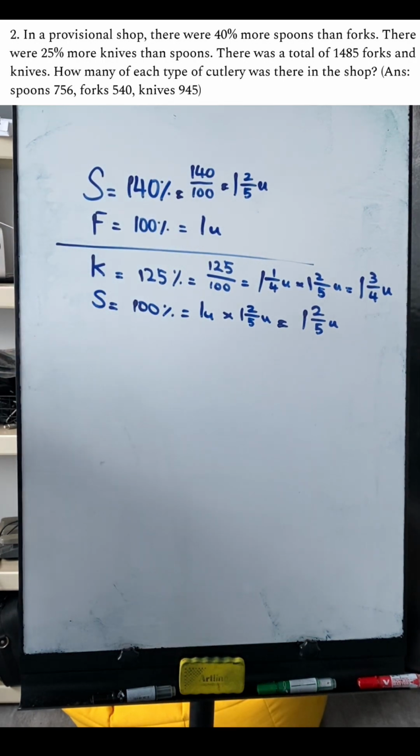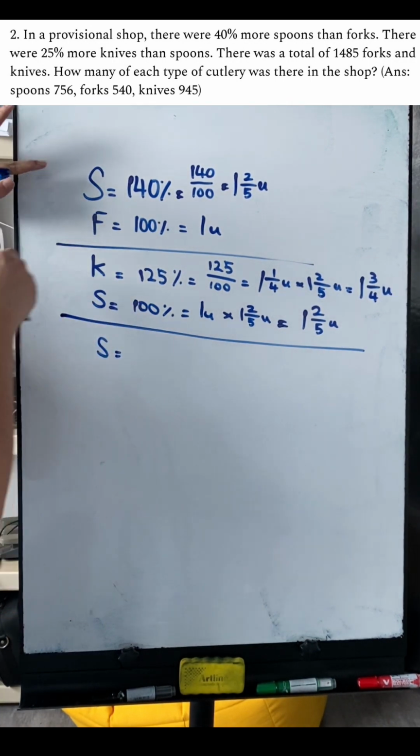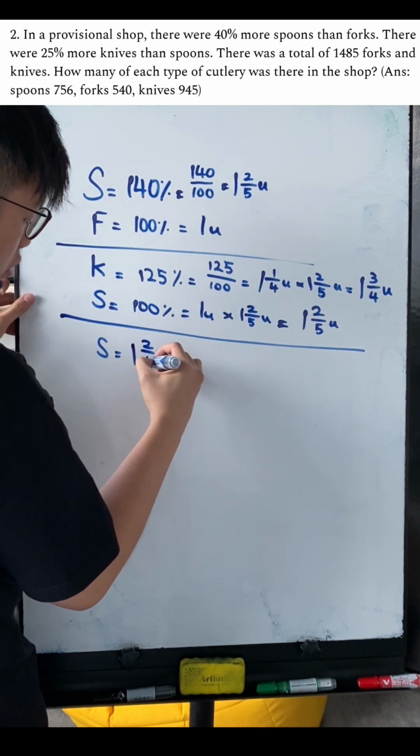Yes. If they are now the same, then you can write out the last part, which is spoon is not 1 2 over 5 and 1 unit. No. Spoon is simply just 1 2 over 5 units. Do you understand so far?